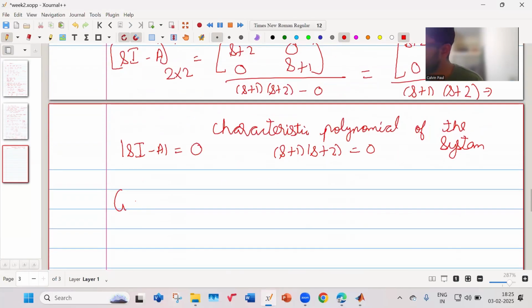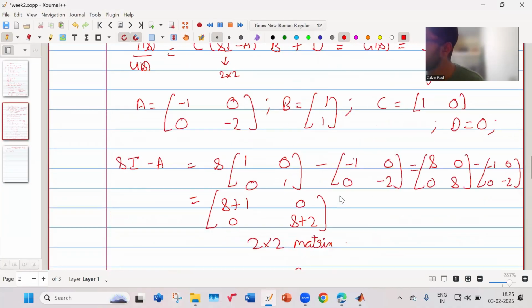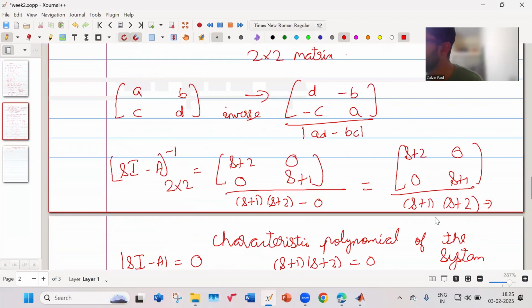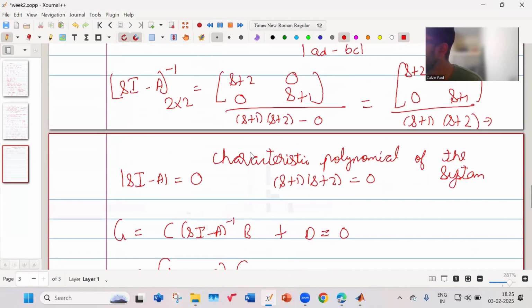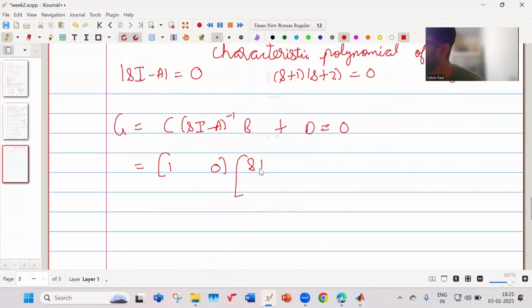So our transfer function G is what? C into (sI minus A) inverse into B plus D. Now D is 0, our C is [1, 0] and B is [1; 1]. Our (sI minus A) inverse is [s+2, 0; 0, s+1] upon (s+2)(s+1), into B, that is [1; 1].